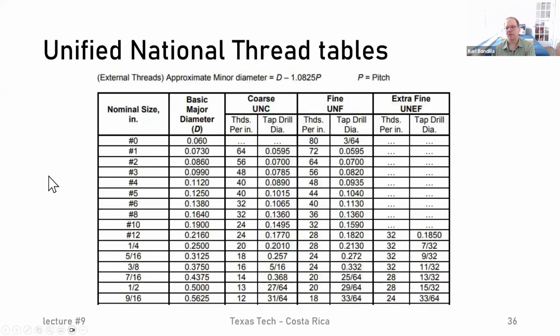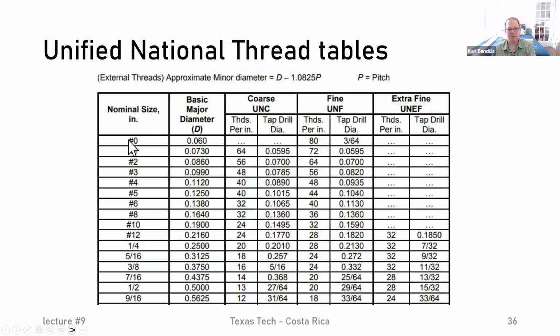All right. So again, just like with our tolerances, we get another nice set of tables that we can use. In these tables, you will see that we have coarse, UNC, fine, UNF, and extra fine, UNEF. We will have the basic major diameter given here. Then we'll have the threads per inch, THDS is threads. And then we have the tap drill diameter. This is the type of tool that we need to use if we want to create an internal thread.